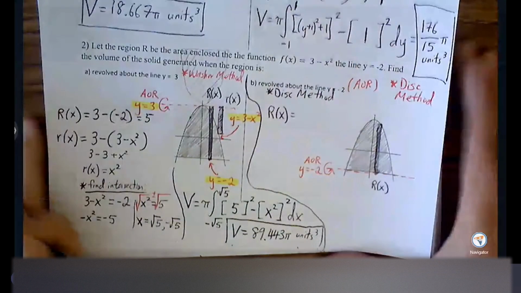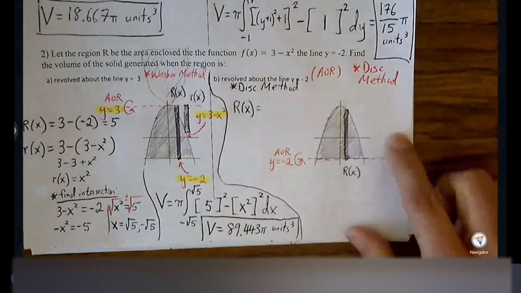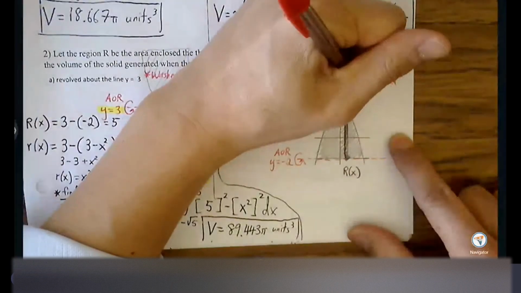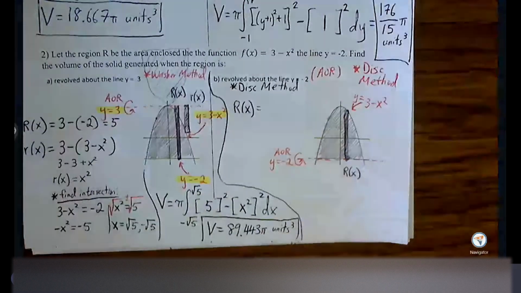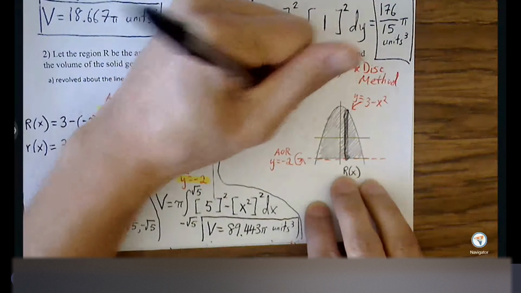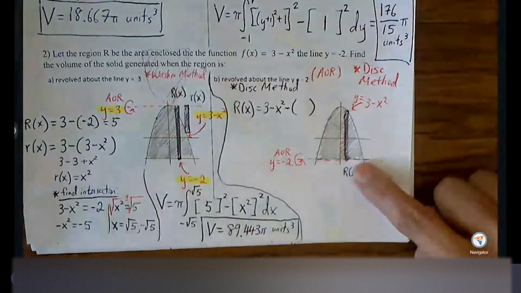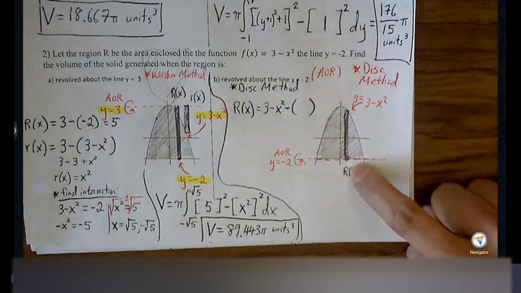All right, what's the top of big radius sitting on? 3 minus x squared, minus parentheses. What's the bottom of big radius sitting on? -2.